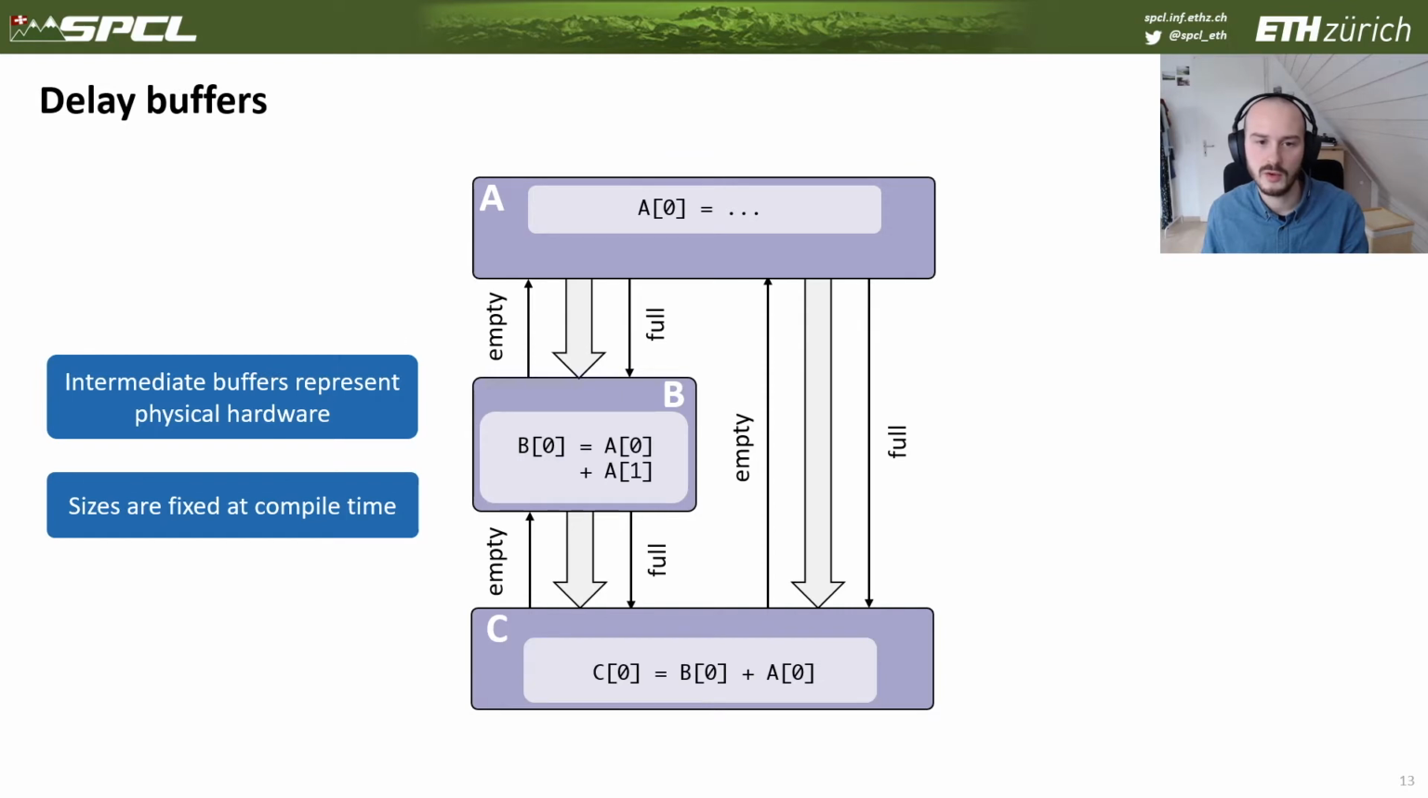And in order for a transaction to happen, neither of these flags can be set. So we need to make sure that the producer is ready to produce, so it has data available, and the consumer is ready to consume, which means that it has buffer space available.